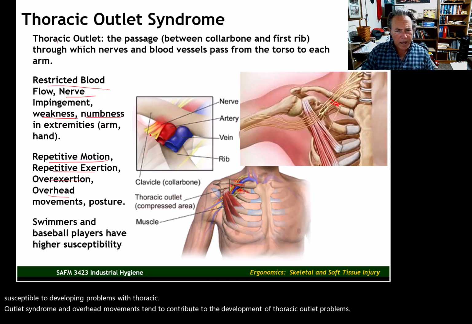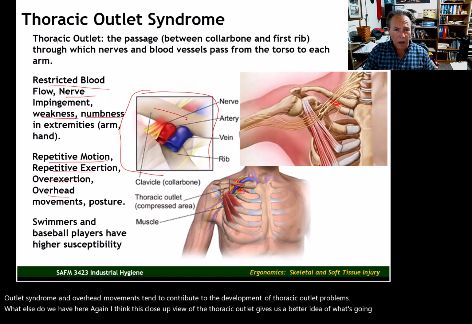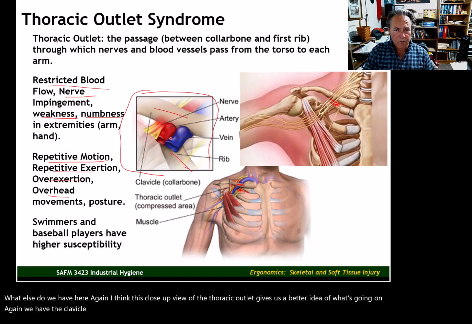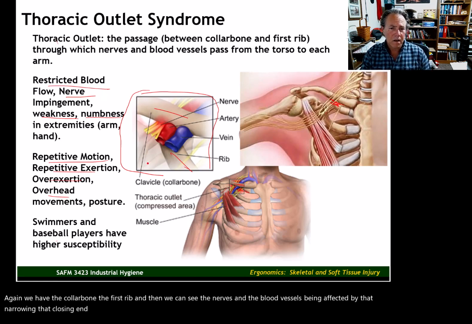What else do we have here? Again, I think this close-up view of the thoracic outlet gives us a better idea of what's going on. Again, we have the clavicle, the collarbone, the first rib, and then we can see the nerves and the blood vessels being affected by that narrowing, that closing in of that area.